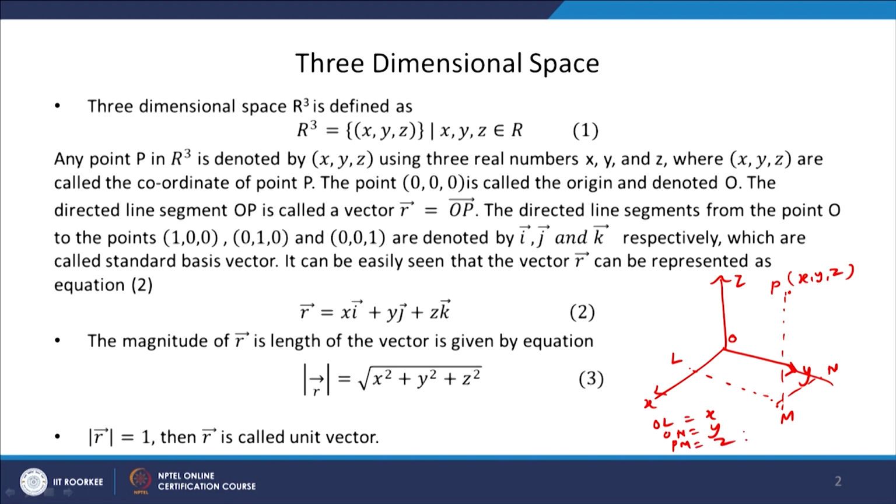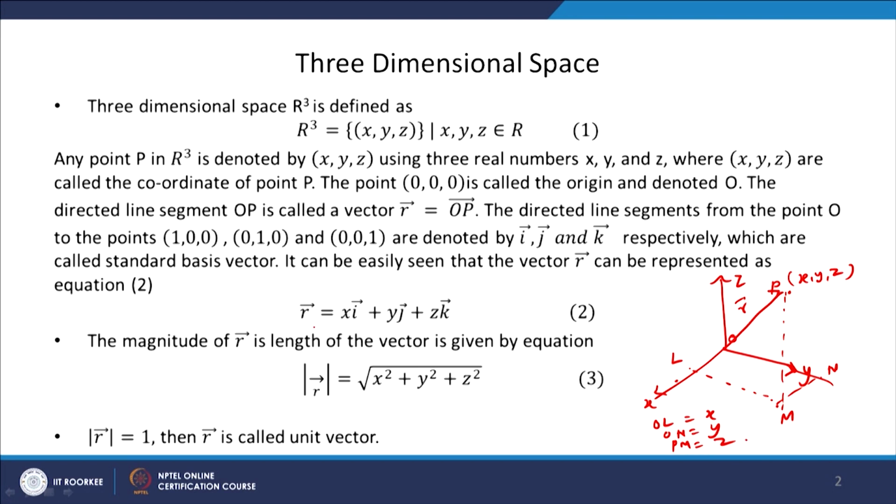So, any point P is represented by a coordinate x, y, z with respect to this particular frame. The directed line segment OP is called a vector here. P is called a point and OP is called a vector. Now, if you consider the directed line segments from O to 1 0 0, 0 1 0 and 0 0 1, these 3 are called the vectors i, j, k, and they are called the basic vectors or the standard basis of this coordinate frame.